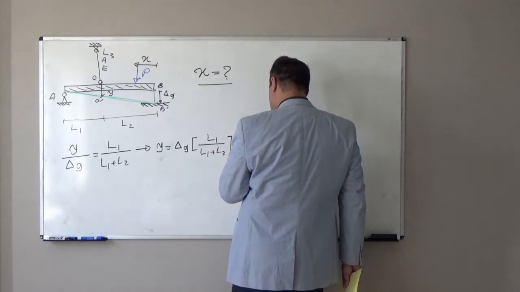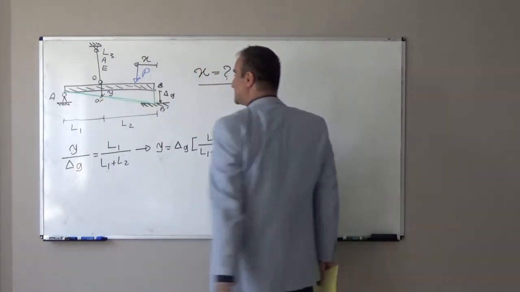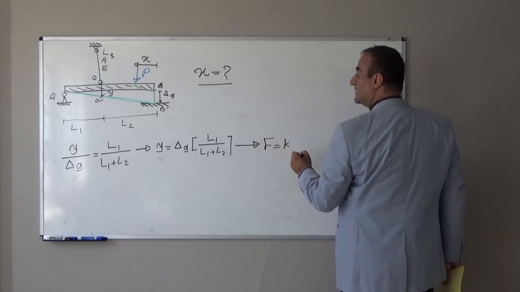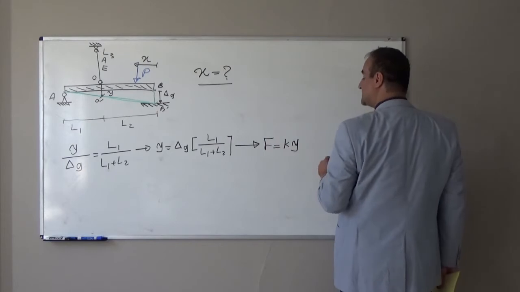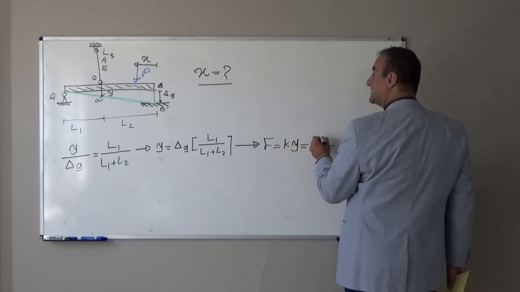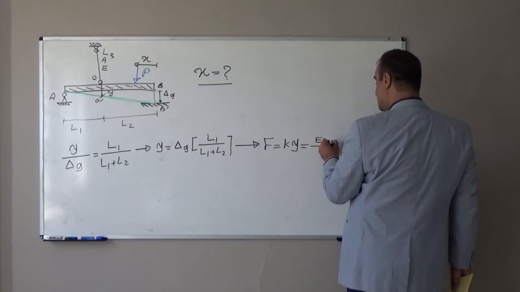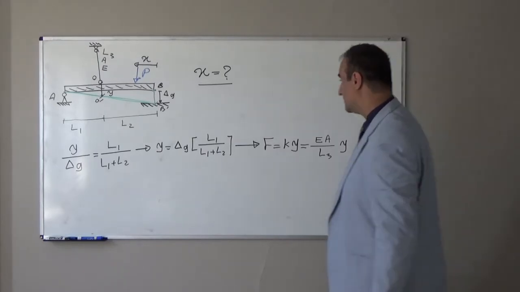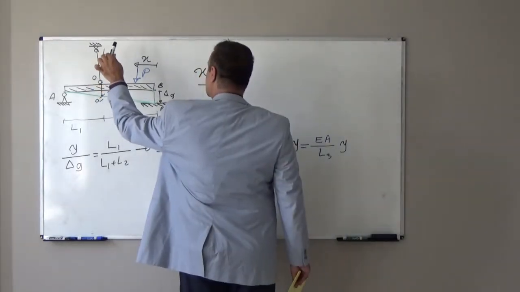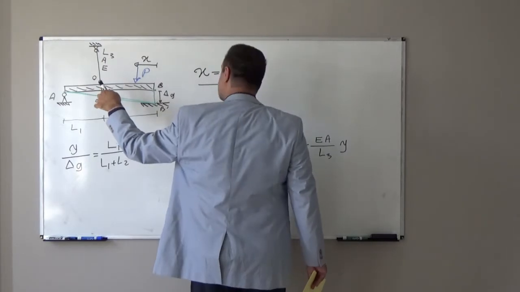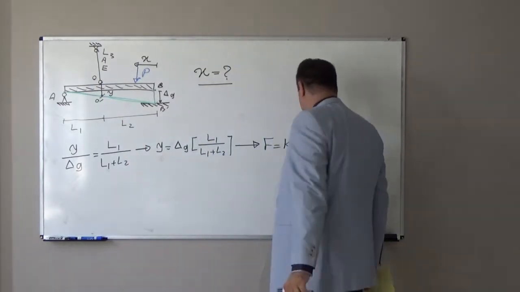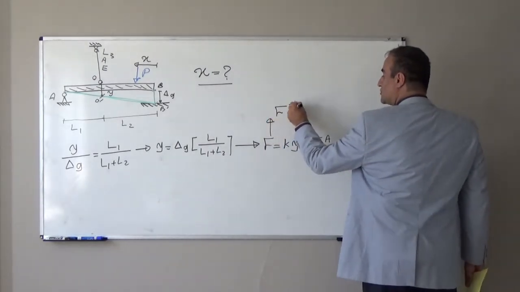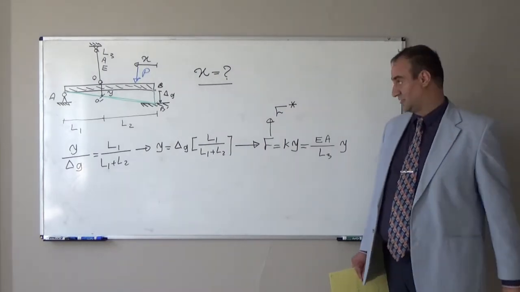If we find y, how much is the internal force in this rod? The internal force in this rod is equal to the stiffness of that rod times the deformation of that rod, which is y. The stiffness of that rod is EA over L3, times y. So we know Young's modulus, the cross-sectional area, and the length, so we can calculate the stiffness, times y, which we found here. F now is a known value. I show it with F star because it is known.